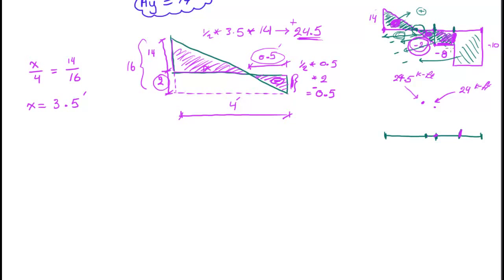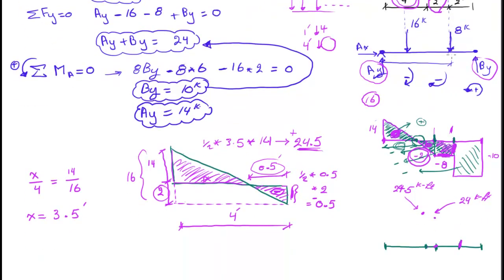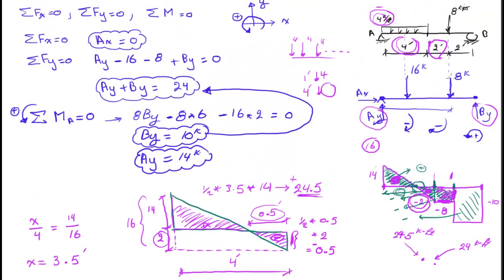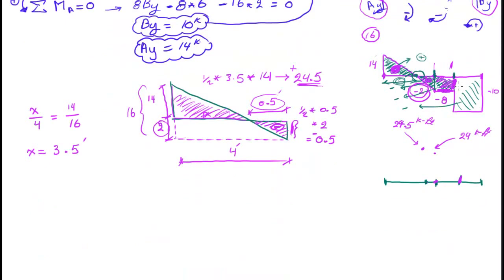What about this thing? It's the distance between the end of the distributed load to the beginning of the point load. Let's look at the problem. It's this distance right here. It's 2. So the area here is 2 times 2, which is 4. But again, it's a negative area, so it's a negative 4. So I now have a new area of negative 4.